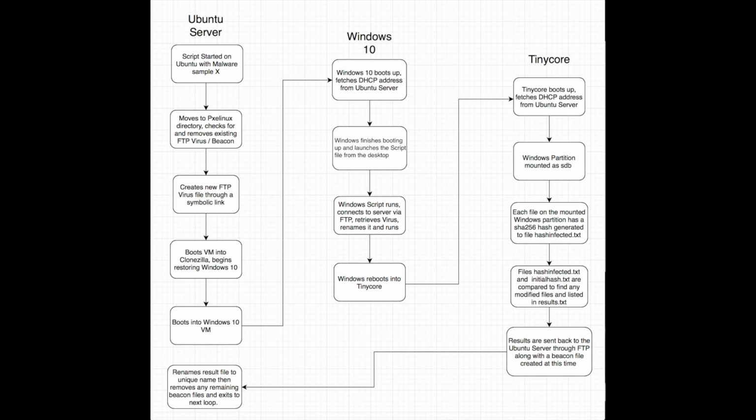When the file launches, it FTPs across to the Ubuntu server, fetches the malware file and pulls it back onto the PC. It then renames that file from a text file to a bat file so it can now be executed, and then runs that file. This will then infect the target machine.